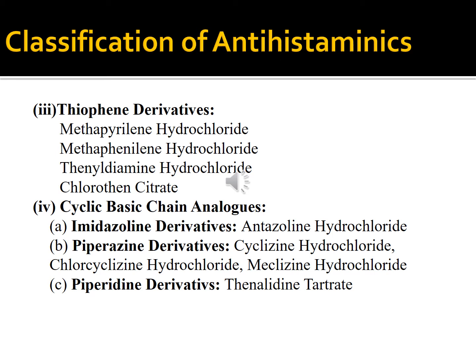Fourth category is cyclic basic chain analogues. This category is further classified into three main categories. The first one is imidazoline derivatives. Examples are antazoline hydrochloride. Second category is piperazine derivatives. Examples are cyclizine hydrochloride, chlorcyclizine hydrochloride, and meclizine hydrochloride. Third one is piperidine derivatives. Example is pheniramine tartrate.